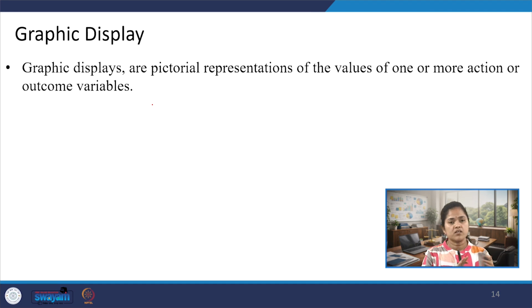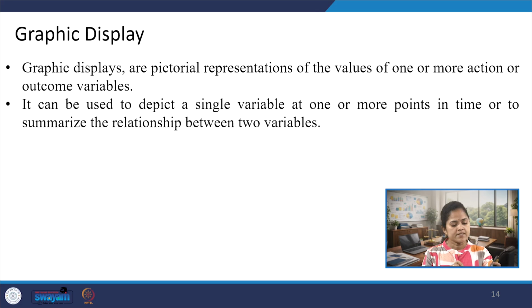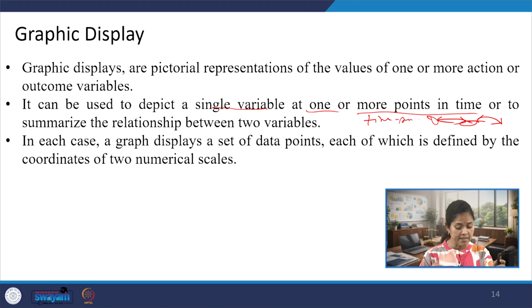So what is a graphic display? A graphic display is nothing but a graphical or pictorial representation of the values that we get for one or more variables, actions, or outcome variables. So graphic displays can be helpful in depicting the variables we are using at one or more points in time. If it is based on a time series, we can also graphically depict it, and we can summarize the relationship between two variables. Although it is very difficult to say which one is the cause and which one is the effect, that is, a causal relationship is not possible here, we can find that a relationship exists between the two variables. In each case, a particular graph displays a set of data points, each of which can be identified by the coordinates of two numerical scales.